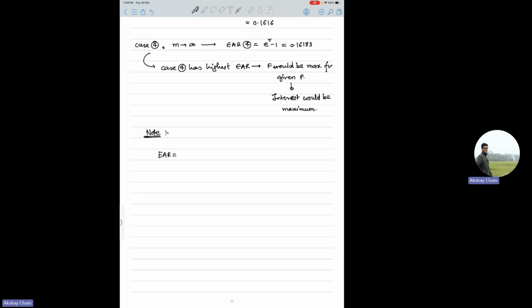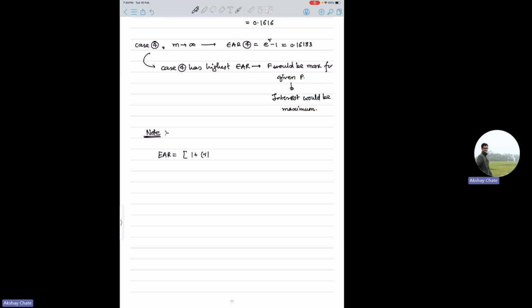But there is one simple trick you can use instead of doing all these calculations. Let's say you don't have a calculator available, and such questions come in the exam, especially some competitive exam where you don't have enough time, even if you do have a calculator.